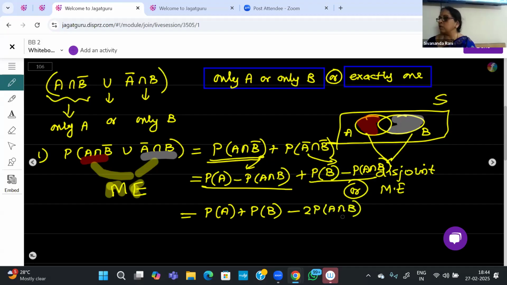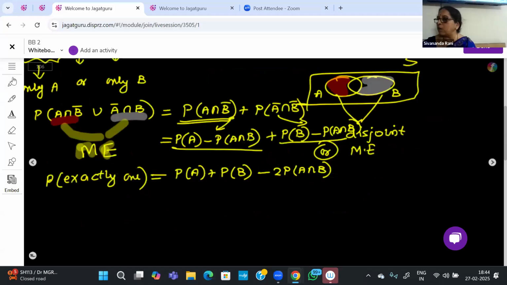Okay. So the probability of exactly one of them. Okay, that's what actually it depicts, right? That's what it stands for, right? So the probability of exactly one is P of A plus P of B minus twice P of A intersection B. It almost looks like your addition theorem, but it's not. No, there is a subtle difference.